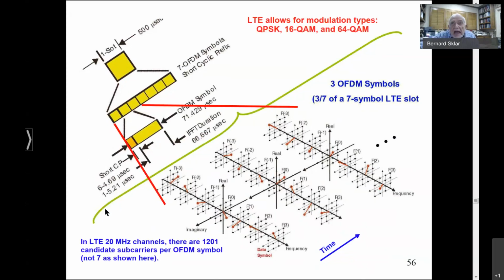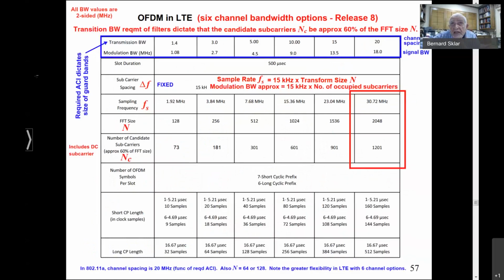LTE also allows these particular modulation types, QPSK, 16 QAM, 64 QAM. And so associated with these applications, you're always going to see tables like this. I'm not going to read this table to you. I'm just going to tell you that OFDM in LTE is an application. Applications now have several types of channel, in this case, channel spacings. So these channel spacings do have transitional guard times involved with them. And they also have the signal bandwidth, which represents the modulation bandwidth that we've been talking about before.